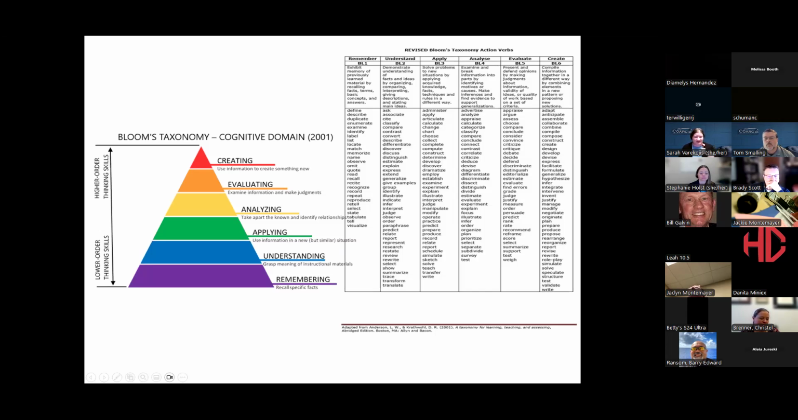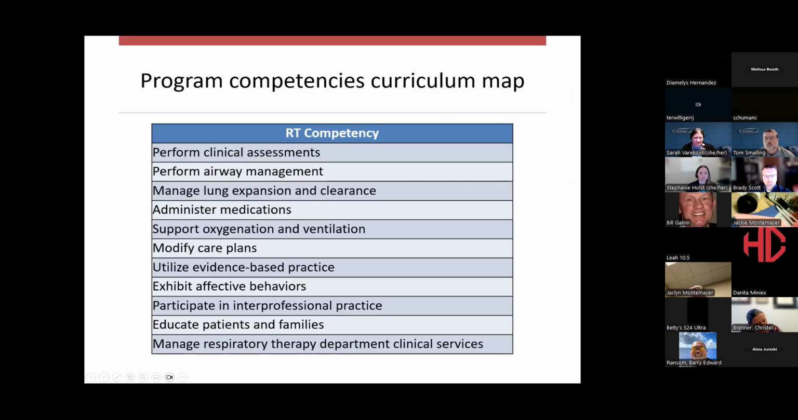So you want to incorporate these verbs at the appropriate level into your competencies. It really indicates explicitly what the student must do in order to demonstrate that they've learned, right? So you want to make sure that you choose very, very carefully as you're writing your list of competencies.